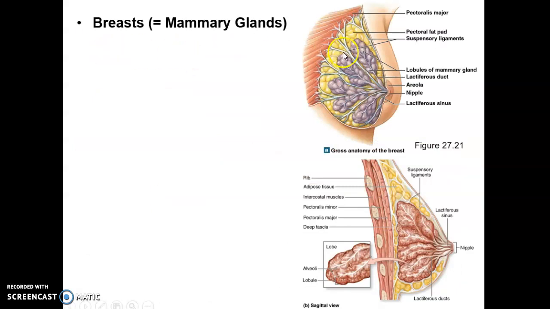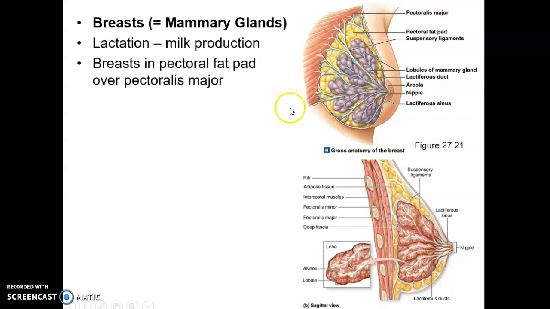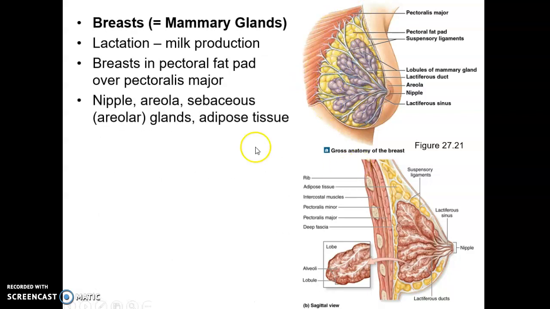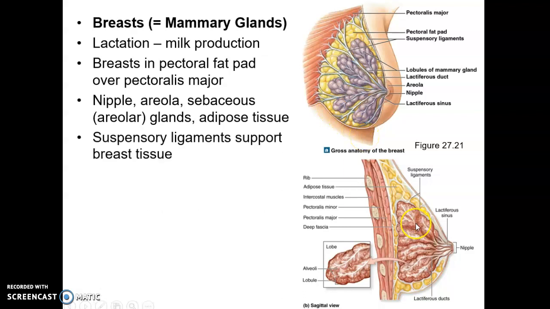And then the breasts or the mammary glands, both genders, males and females, have them. They are larger in the female and produce milk to nourish the young. So lactation is milk production. And the breasts do have fat pads over the pectoralis major muscle. Structurally, there is the nipple and the surrounding areola, a region of somewhat darker pigmented skin surrounding the nipple. The sebaceous or areolar glands, and then adipose tissue. There are suspensory ligaments that help support the breast tissue.